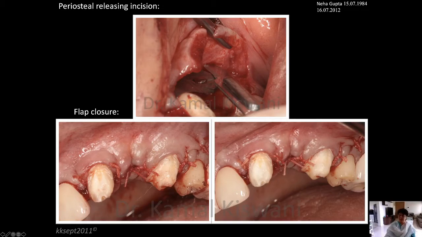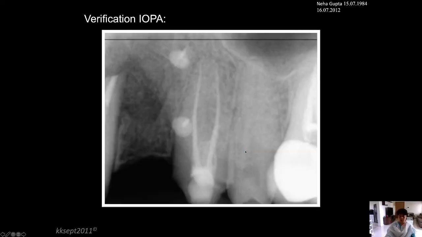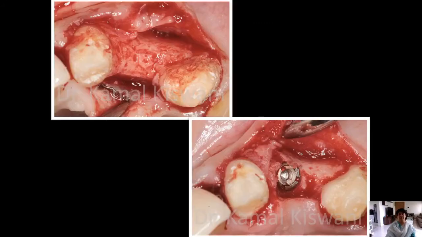Even the incision line always has to be away from the area of interest. Never give a vertical incision here, because that vertical incision will cause membrane exposure, which you don't want. That will create a problem. And then look at the picture.